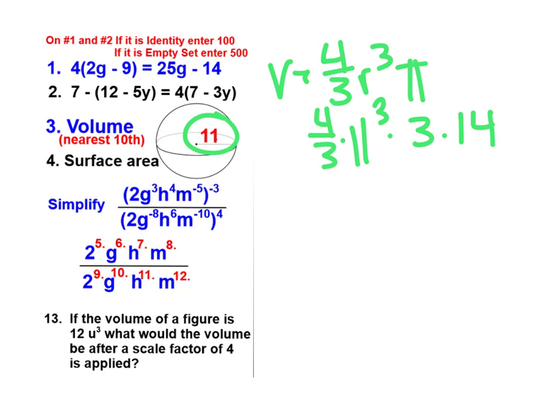That is 11 to the third power times 3.14 times 4/3. I get 5572.45, so that rounds up to 5,572.5 units cubed because we're filling it up with units cubed.